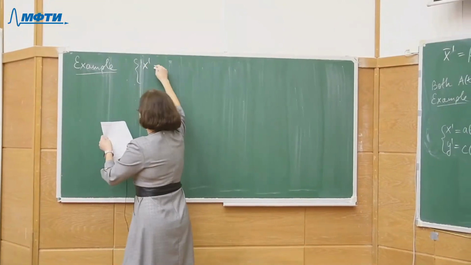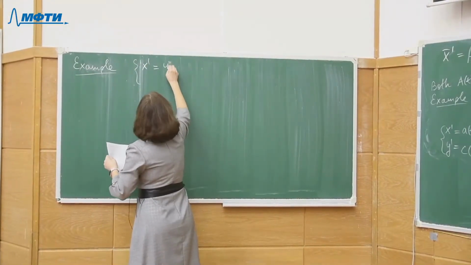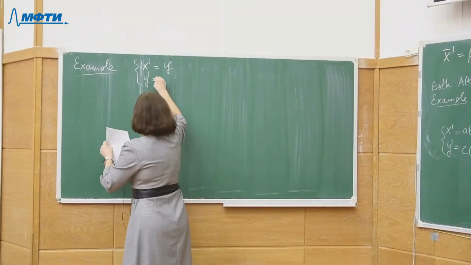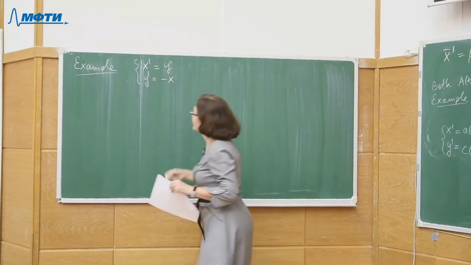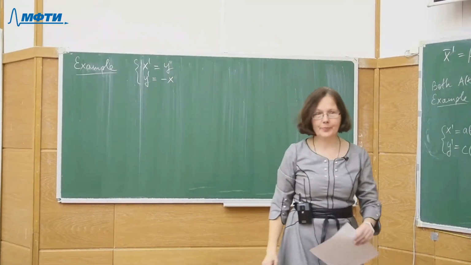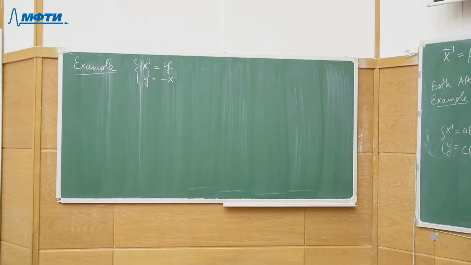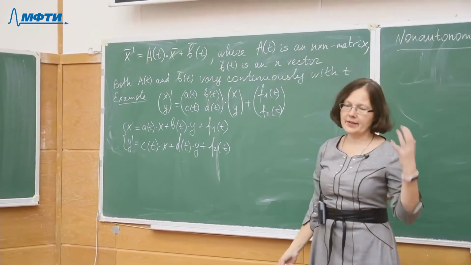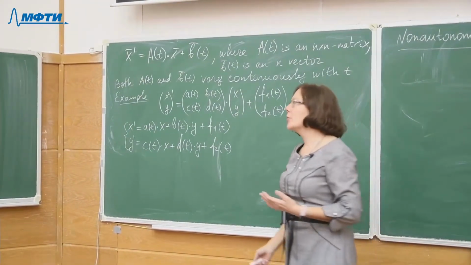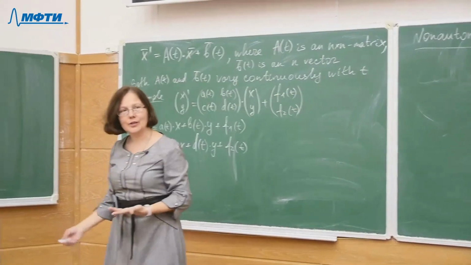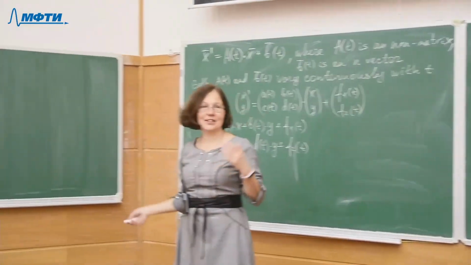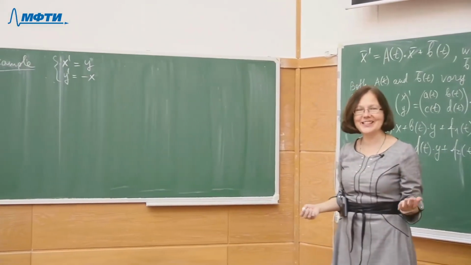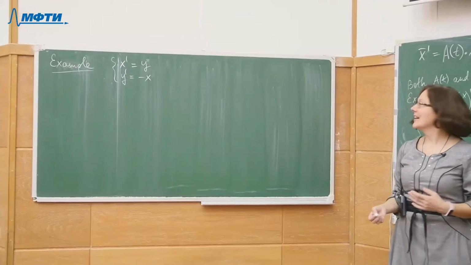X prime equals y, and y prime equals minus x. The example of this form. This is a particular case of this linear system, right? So this is a vector equation, but we are able to solve it now. It is not difficult to solve it. Let's try to solve this linear system.